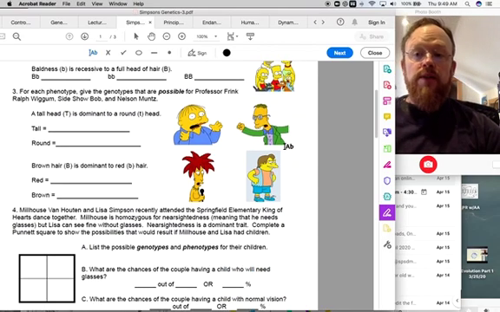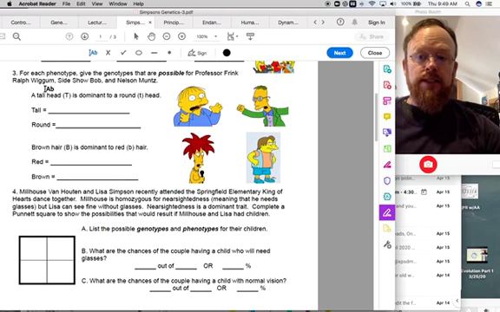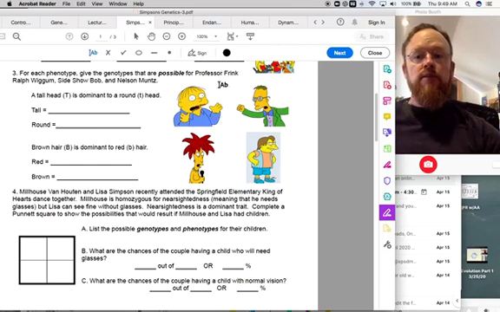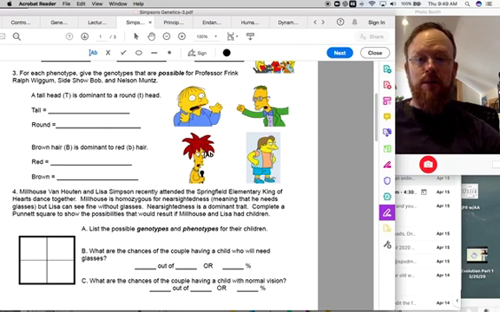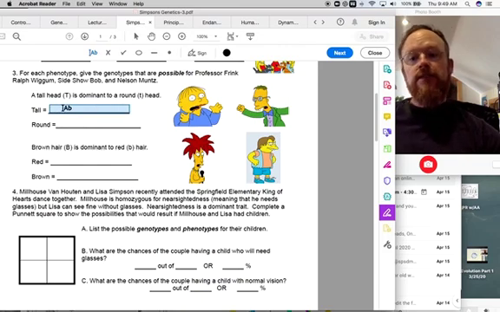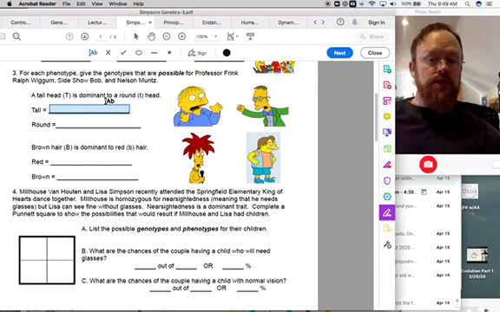Okay, now number three, let's talk about that. It says for each phenotype, which means for each trait variation, give the genotypes that are possible for Professor Frink, Ralph Wiggum, Sideshow Bob, and Nelson Muntz. Okay, so here's what we know. A tall head is dominant to a round head. So the combinations of T that are possible here, I'm just going to write them over here.